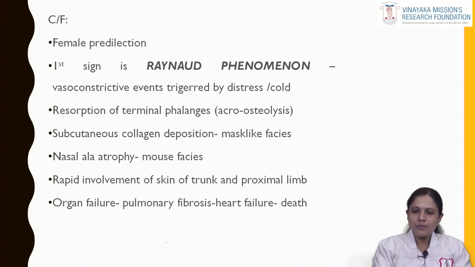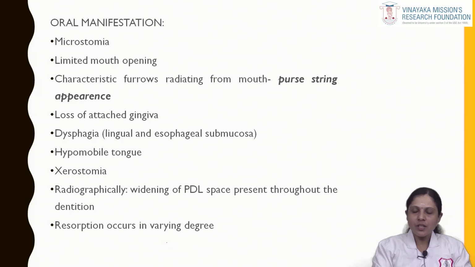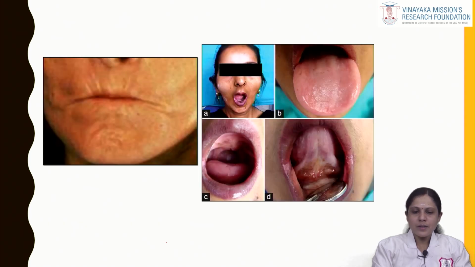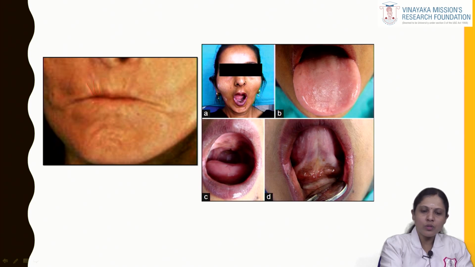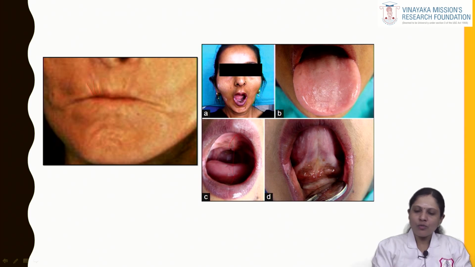Subcutaneous collagen deposition in face leads to mask-like face appearance, and in nose it leads to ala atrophy which gives mouse facies. Rapid involvement of skin of trunk and proximal limb can be noted. Organ failure, pulmonary fibrosis, heart failure finally lead to death of the patient. In oral manifestation, we can appreciate microstomia, limited mouth opening and characteristic furrows radiating from the mouth. This is known as purse string appearance. You can appreciate the reduced mouth opening and blanching of the skin.